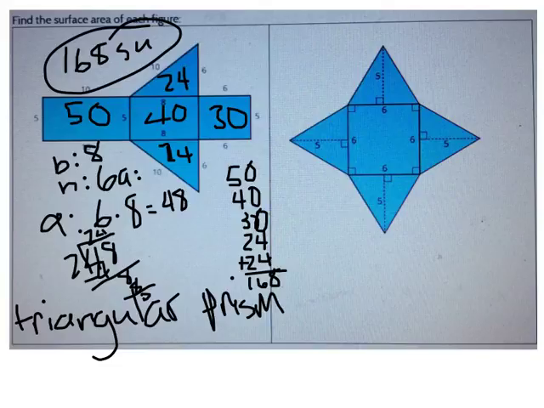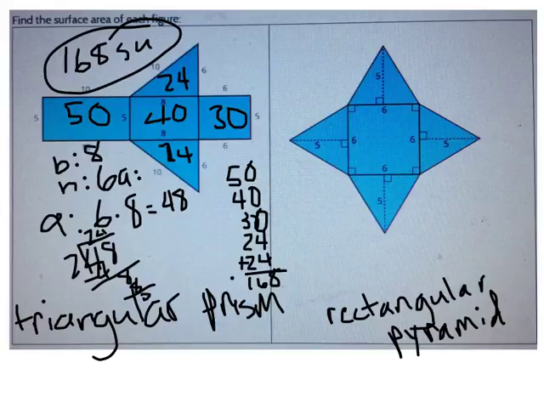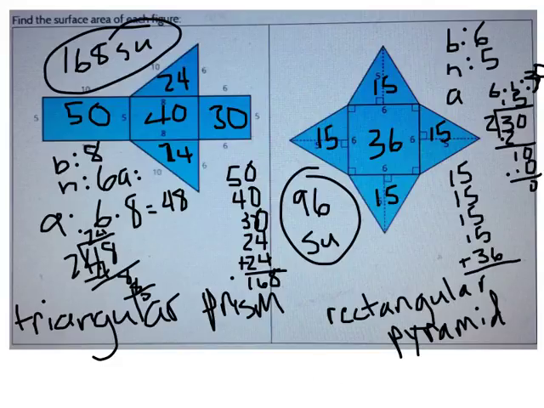Now you try one. First, what polyhedron would be made by the net on the right? This is a rectangular pyramid, or square pyramid. What is the surface area? Remember, find the area of the square and the area of all of the triangles, and then add them up. The area is 96 square units. Each triangle is worth 15, and the square in the middle is worth 36. When I add up 15 4 times plus 36, I get 96.